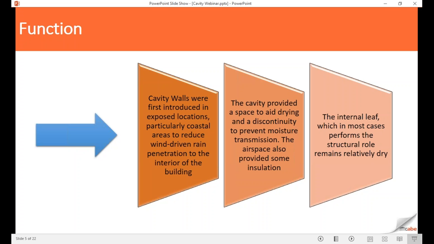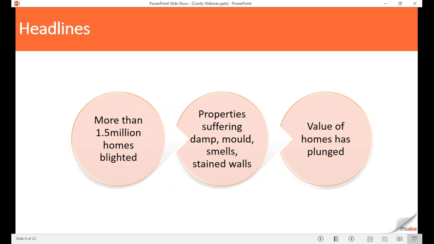But a lot of the concerns that are happening at the moment are around cavity wall insulation being introduced into properties and causing subsequent problems. And the sort of figures that are being bandied about in the media are something like 1.5 million properties that have been provided with cavity wall insulation when they weren't really suitable for treatment.